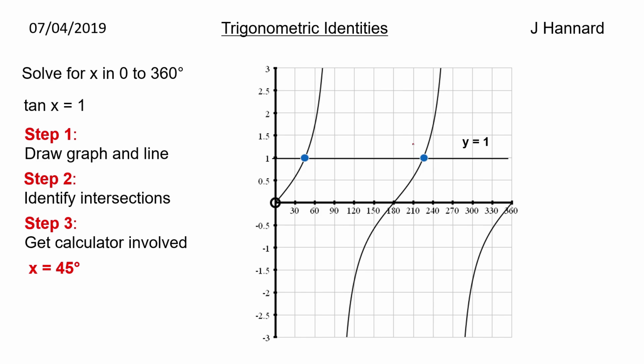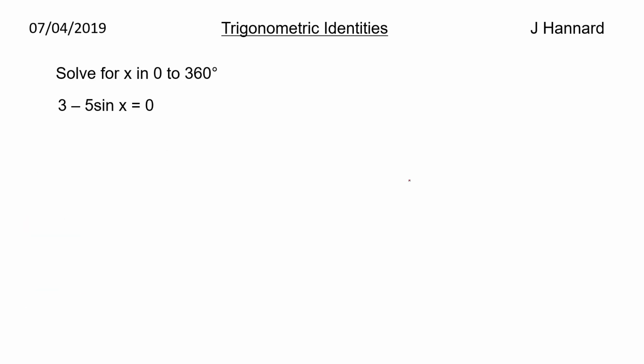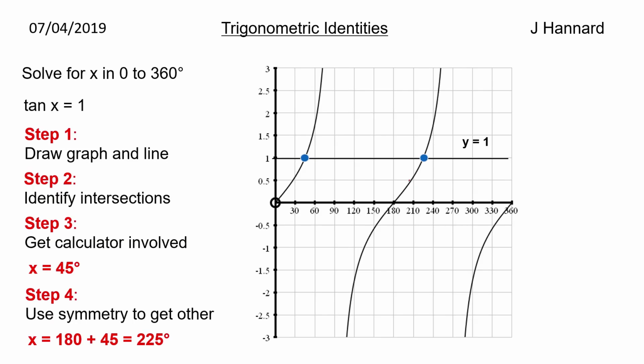And then we use the symmetry of the graph to work out the other one. Now, you can see this time that this solution is the exact same distance from 0 as this solution is from 180. So a very good thing to remember about tan is that solutions come every 180 degrees. So you just simply add on 180. So we get 225. So this is a little bit more difficult.